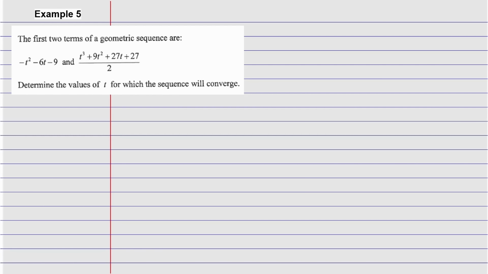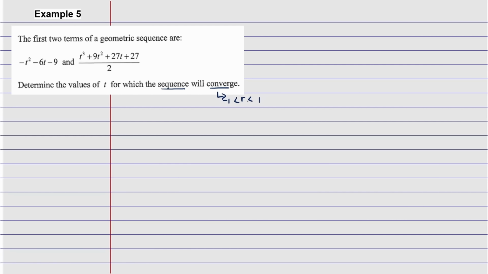Another difference is that we're dealing with t instead of dealing with x. So they say the first 2 terms of a geometric sequence is given as follows. Then they tell us to determine the value of t for which the sequence is convergent. What we know about convergent is that your r needs to be between 1 and negative 1.